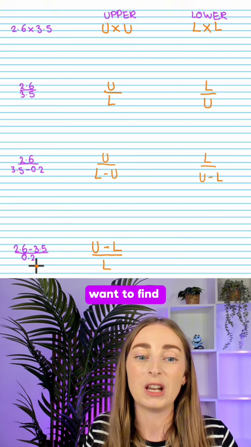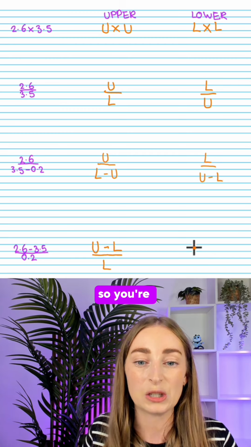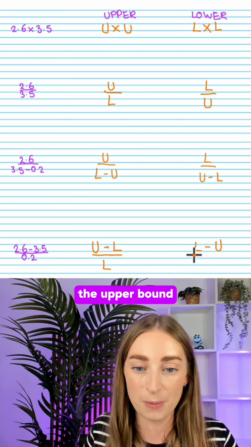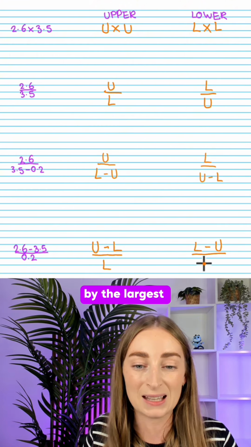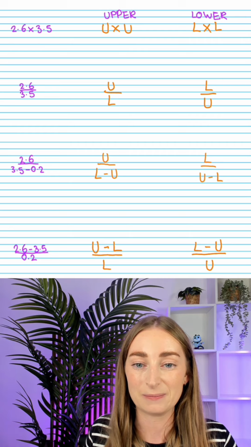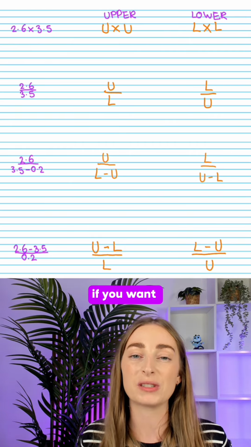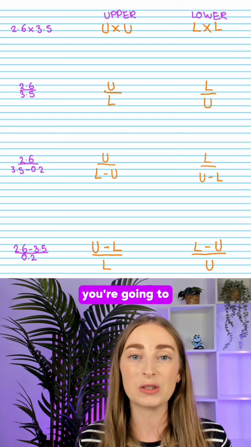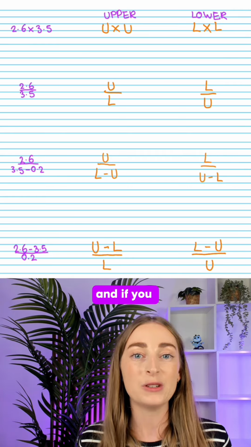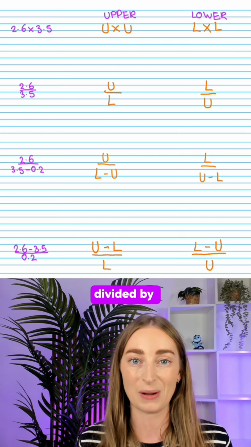But if you want to find the lower bound, you want to have a small numerator. So you're going to want to do the lower bound, take away the upper bound, and divide that by the largest number possible, which is the upper bound. So just be careful with your fractions, and remember, if you want to find an upper bound, you're going to want to do a large number divided by a small number, and if you want your lower bound, you're going to want to do a small number divided by a big number.